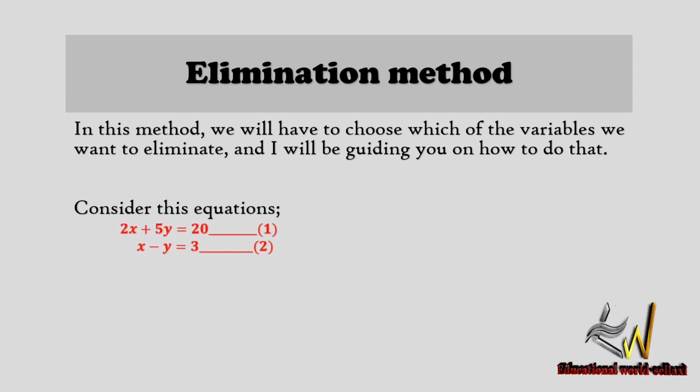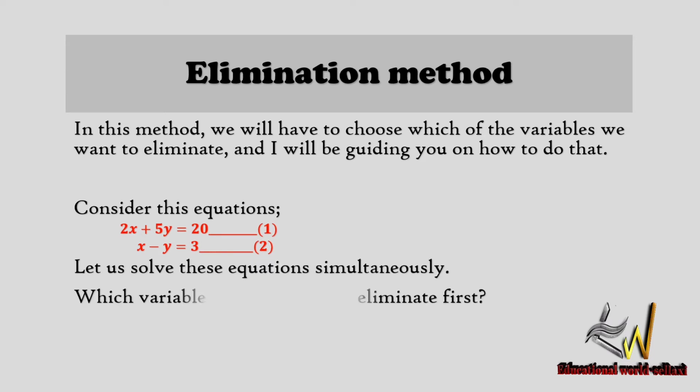Consider these questions. 2x plus 5y is equal to 20. x minus y is equal to 3. So we are going to solve these equations simultaneously. Which variable would we want to eliminate first? It's either x or y, but I'll choose x.